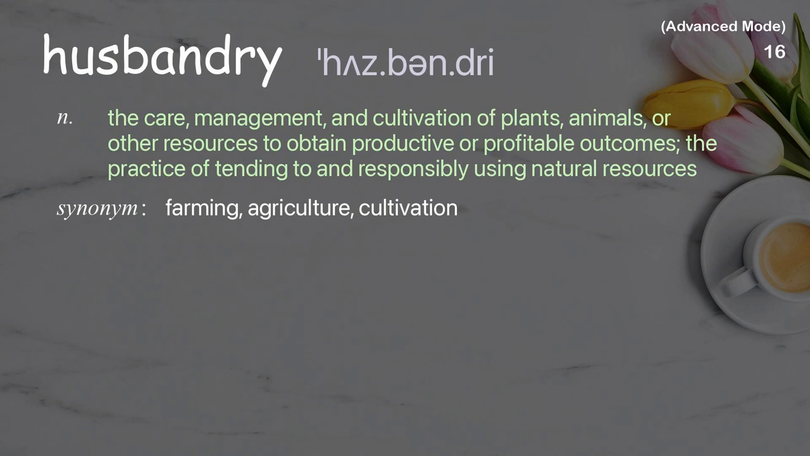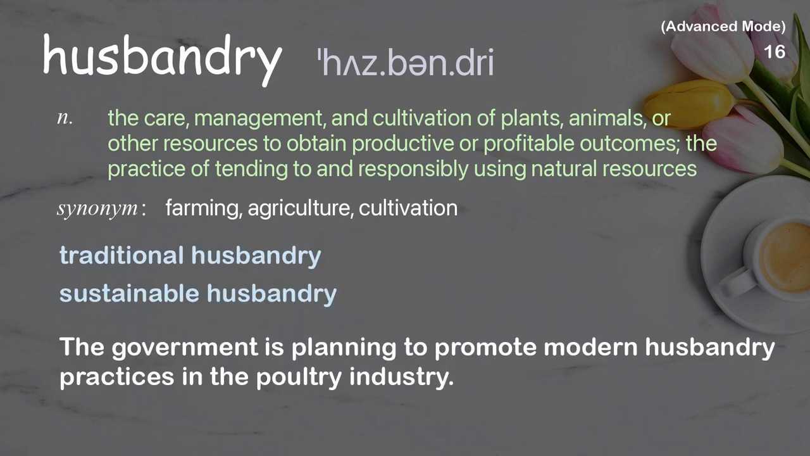Husbandry. The care, management, and cultivation of plants, animals, or other resources to obtain productive or profitable outcomes. The practice of tending to and responsibly using natural resources. Examples: traditional husbandry, sustainable husbandry. The government is planning to promote modern husbandry practices in the poultry industry.